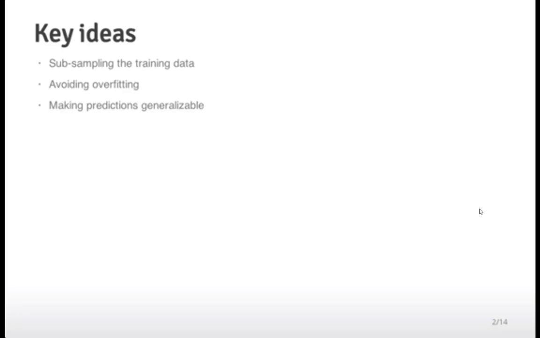The goal here is, again, to avoid overfitting. This is one of the key issues of predictive functions. You don't want to tune your predictive function too closely to the data set that you have at hand. The other goal is to make your predictions generalizable, or to compare different potential models and pick the one that you think will work the best on the new data set.